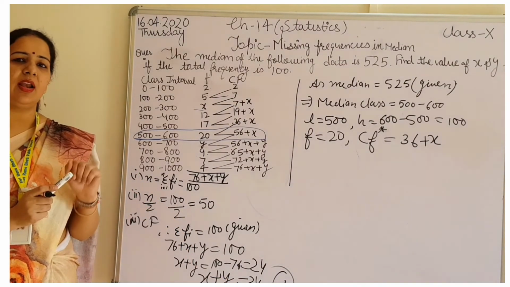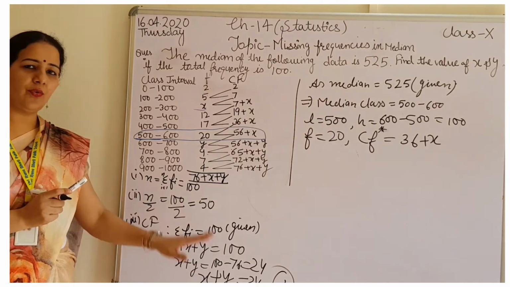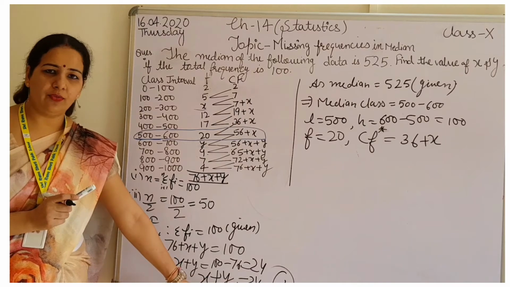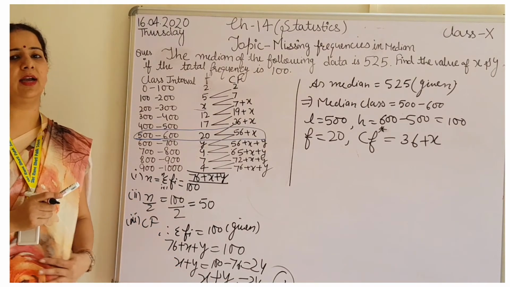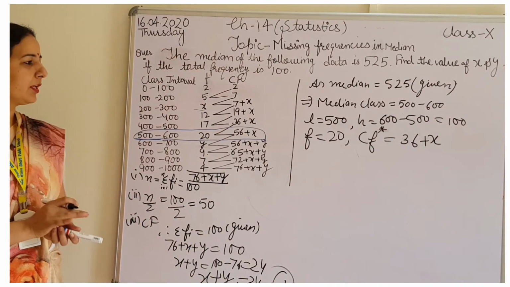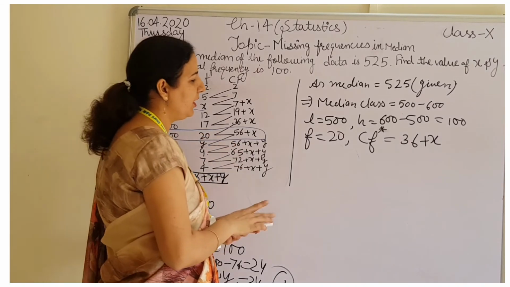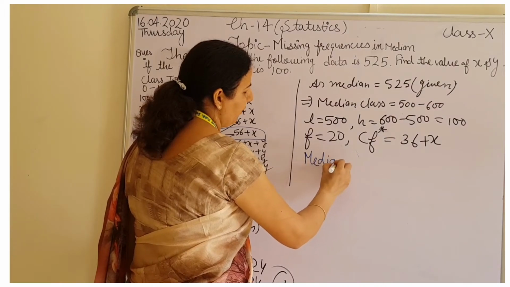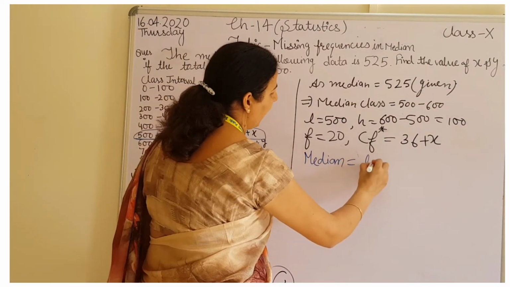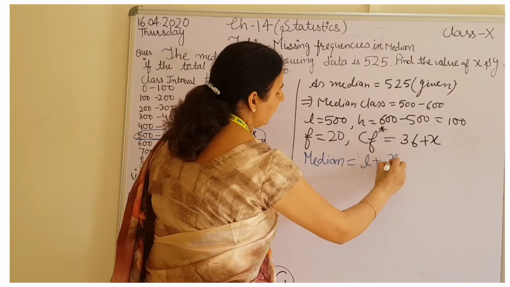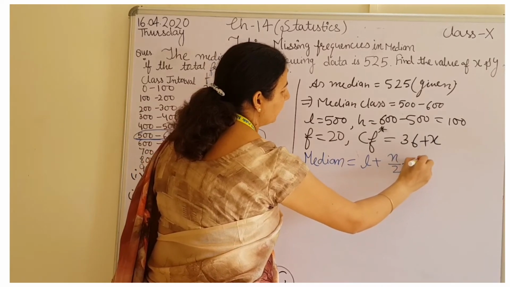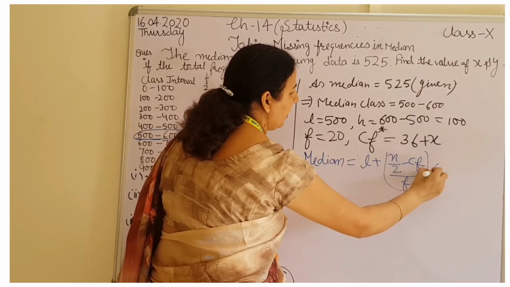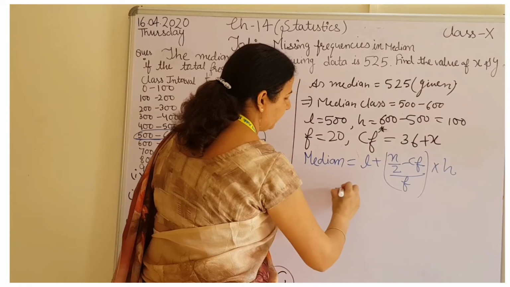It means if we are able to solve the equation for any variable, x or y, then we can put the value of that variable and calculate the second variable. So let me use the formula of median. What is the formula of median? You have already done it in the last class. L plus (n by 2 minus CF) upon F, and the whole will be multiplied by h.